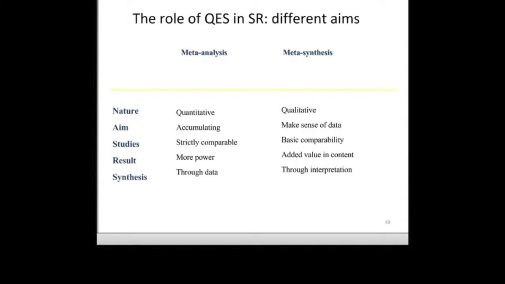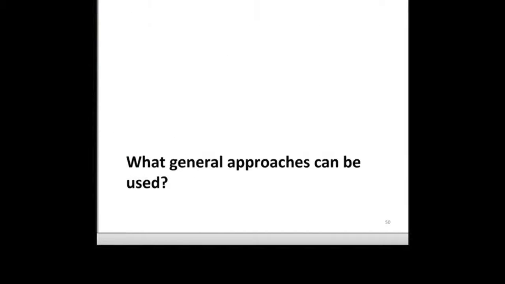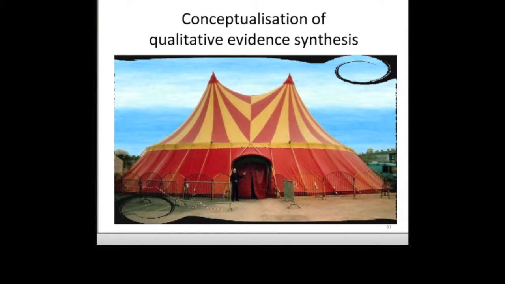So we can move on to some of the general approaches that can be used in qualitative evidence synthesis. And to me, that's a very difficult thing to do, because it used to be simple in the quants bit, where you had to choose between a random or a fixed sort of model. To me, the approaches to qualitative evidence kind of remind me of a big, huge circus tent that hosts all these different approaches, and they're very different in terms of methodologies, perspectives, strategies they use. It is really a little bit more complex than choosing between a fixed or a random model in meta-analysis.